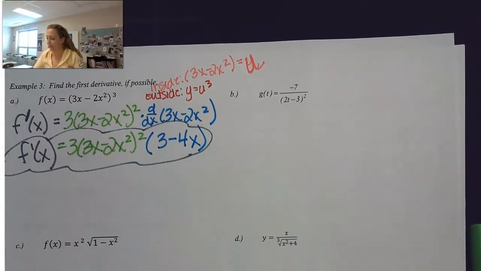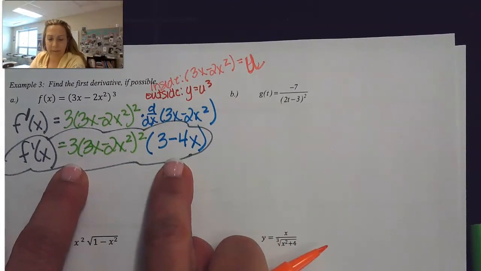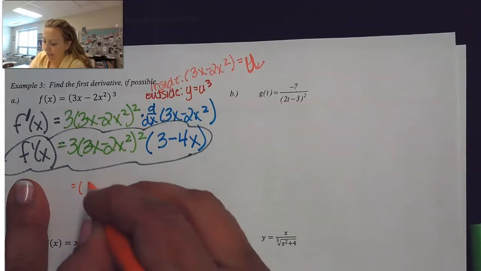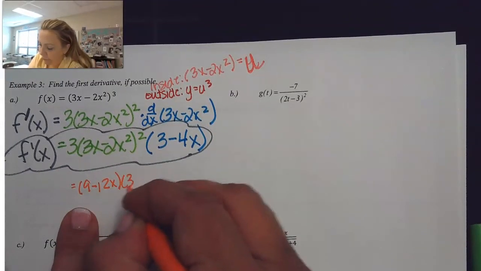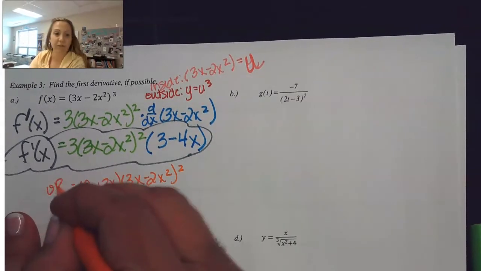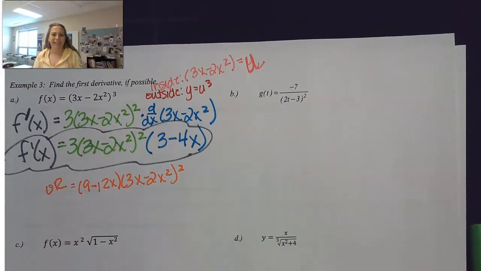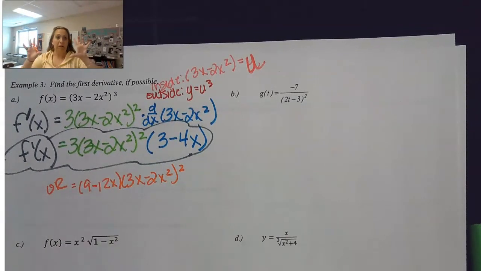I mean, just so you know, sometimes, and I don't like it either, they'll multiply these together in the answer, and they'll have 9 minus 12x times 3x minus 2x squared squared as the final answer, or something like that. It bugs me. I mean, that has a common factor, and so does this. But again, it is the derivative, so you're good. Okay.